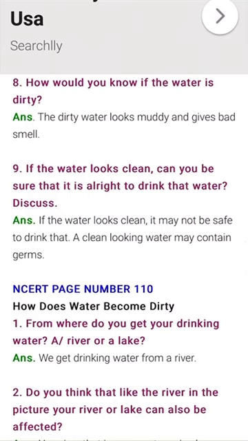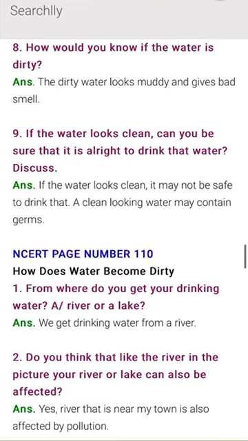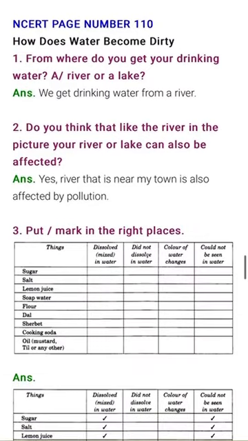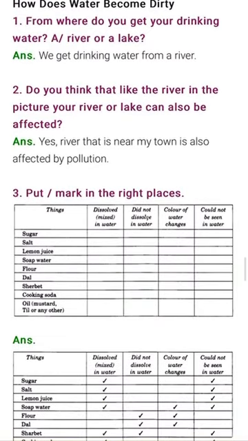9. If the water looks clean, can you be sure that it is all right to drink that water? Discuss. Ans. If the water looks clean, it may not be safe to drink that. A clean-looking water may contain germs. NCERT page number 110. How does water become dirty? 1. From where do you get your drinking water? A river or a lake? Ans. We get drinking water from a river.